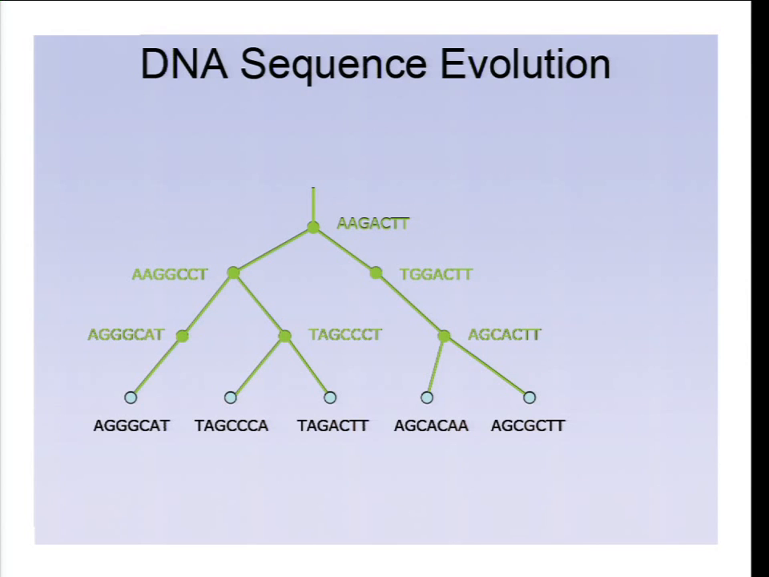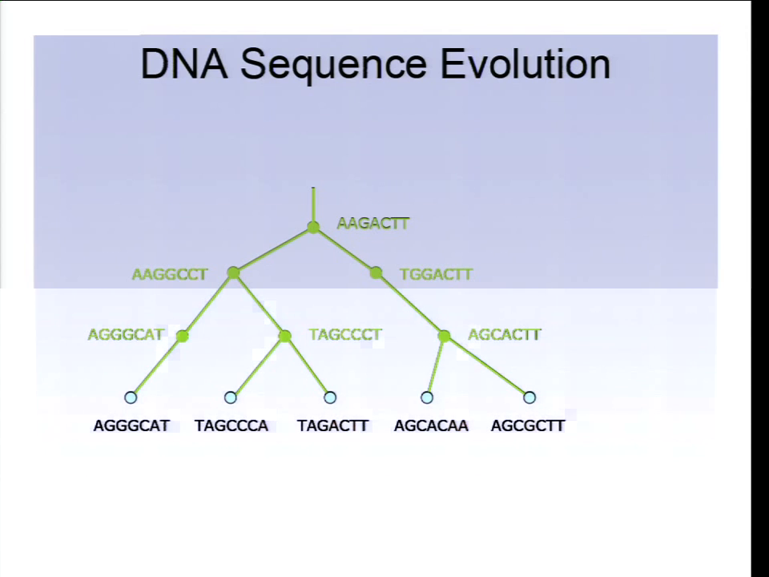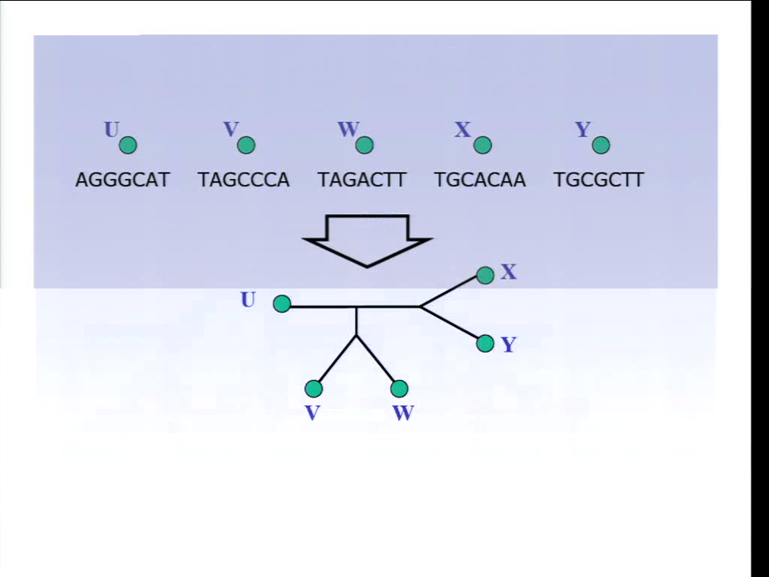And so you have a sequence of a given length at the root, and it evolves, and at the end you have sequences all of exactly the same length at every leaf of the tree. And the problem, of course, is to try to reconstruct the tree from what you observe at the leaves. So that's the problem, and as you see, you get an unrooted tree.